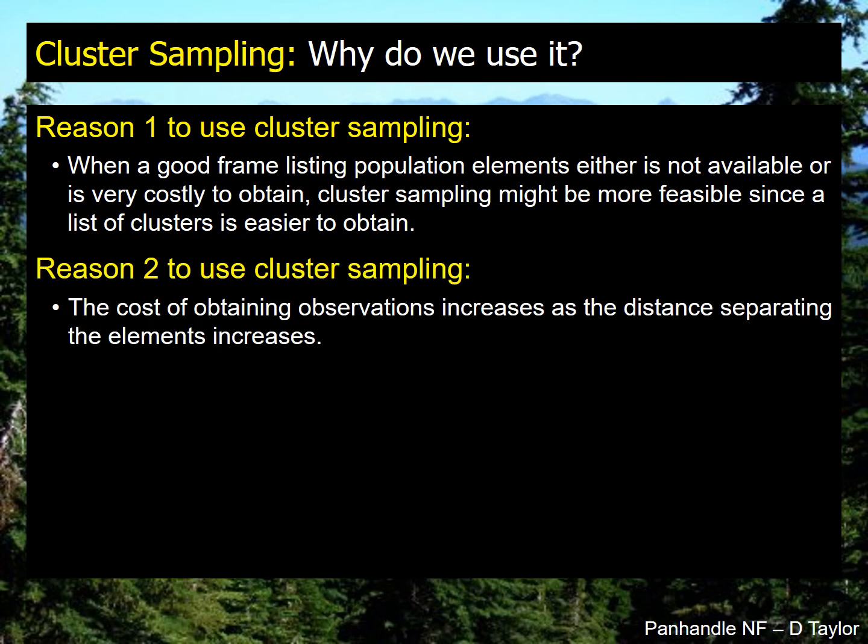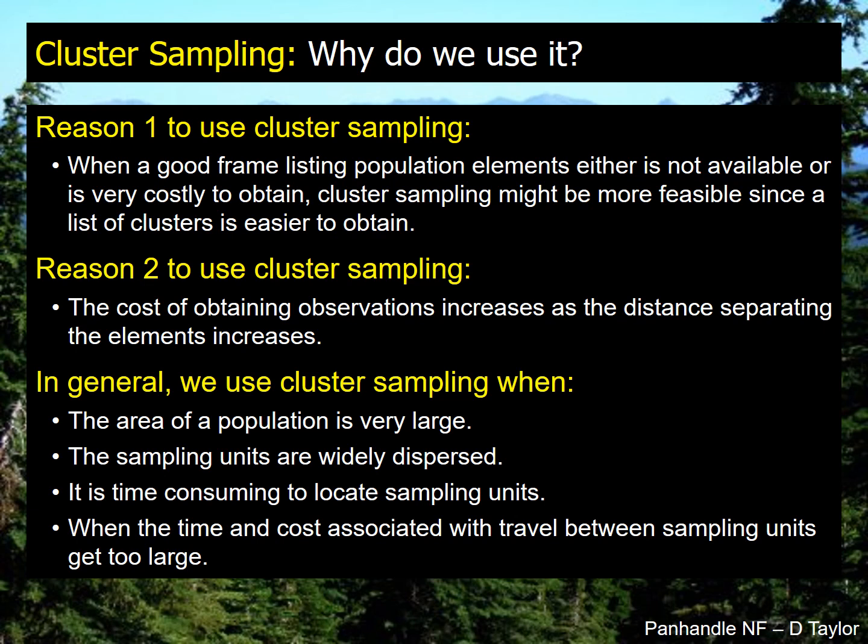The second major reason we use cluster sampling is to lower the cost for the amount of information being collected. This is particularly important when sampling large populations where sampling units might be spaced at greater distances. Generally, in large populations, the distance between sampling units will increase, which will subsequently cost time and money. So cluster sampling is used when the area of the population is very large, meaning that the sampling units are widely dispersed. This can also lead to a waste of time trying to locate sampling units.